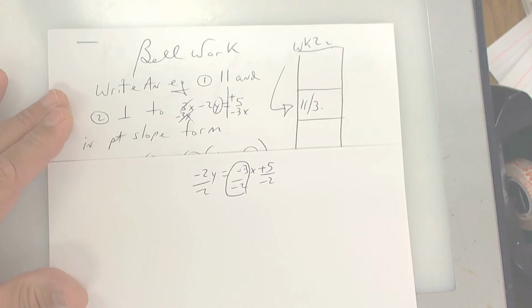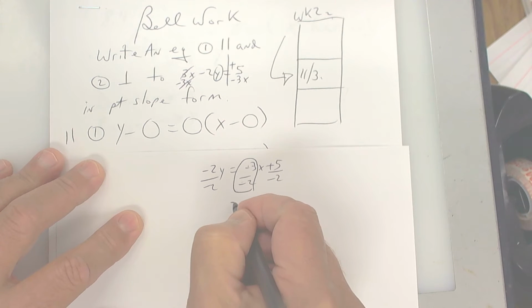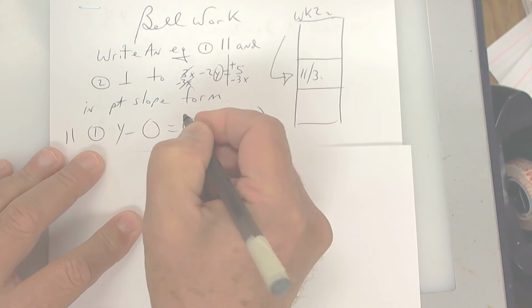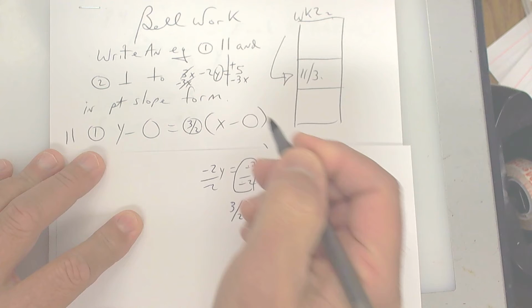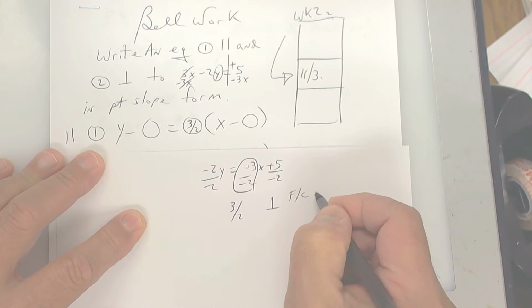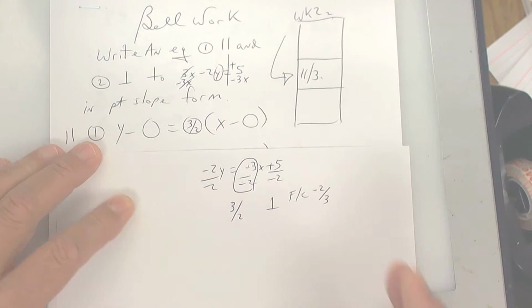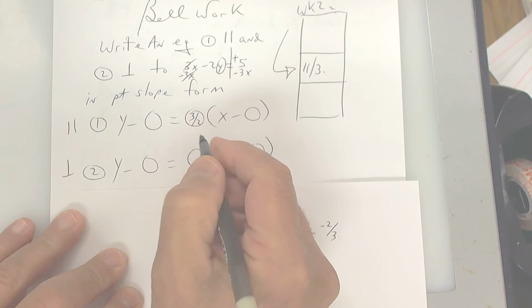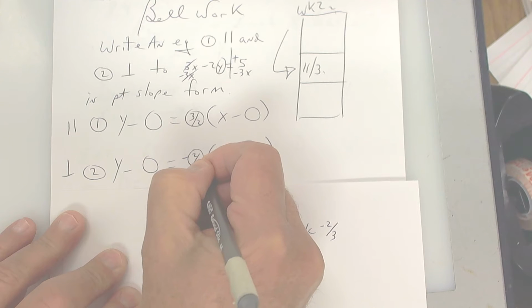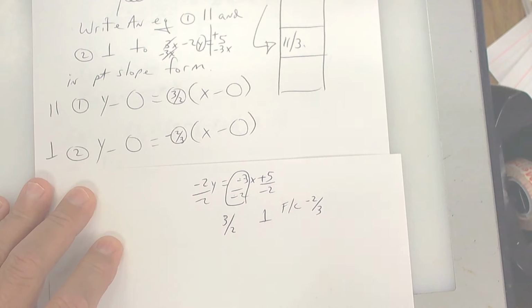So to be parallel, you want to use the same slope, which is 3 over 2. So put 3 over 2 here. To be perpendicular, you got to flip and change. So it's a positive, it's going to change to a negative 2 over 3. So for the next one, you want to put a negative 2 over 3. Any questions about how to find the slope, and then how to do parallel and perpendicular?